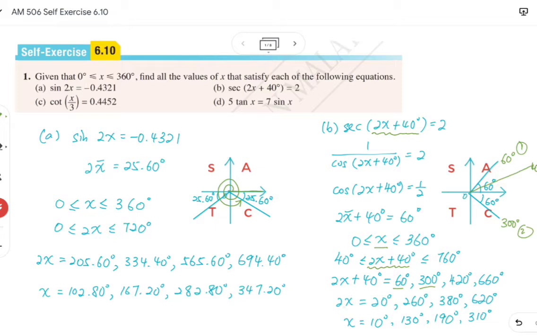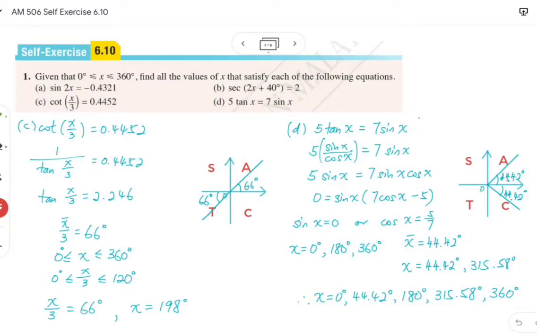If I want the value for 2x, each of the angles should minus 40. So we get 20 degrees, 260 degrees, 380 degrees, and 620 degrees. That is the angle for 2x. We want the angle for x, so each of the angles needs to be divided by 2. So we get 10, 130, 190, and 310.